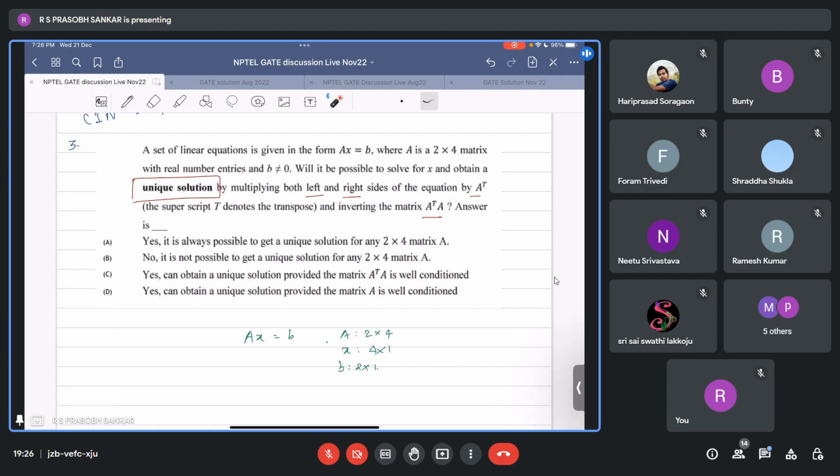We don't have any actual equation. We don't know the entries of matrix A, or the values of b. The only thing we know is that A is a 2 cross 4 matrix and b is not 0. So given this fact, can we really find a unique solution? That's the question. Is the question clear?